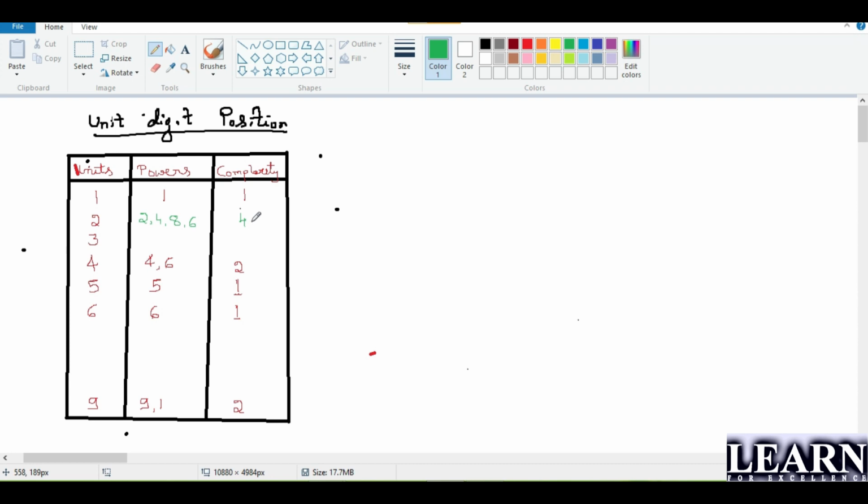Now if I'm going to look at 3 here, 3 power 1 is 3, 3 square is 9, 3 cube is 27, and 3 to the power 4 is 81, and 3 power 5, it goes to 343. Sorry, it is 243, so it will again end with 3. So I can tell the complexity of 3 is also 4. So those numbers are nothing but 3, 9, 7, and 1.